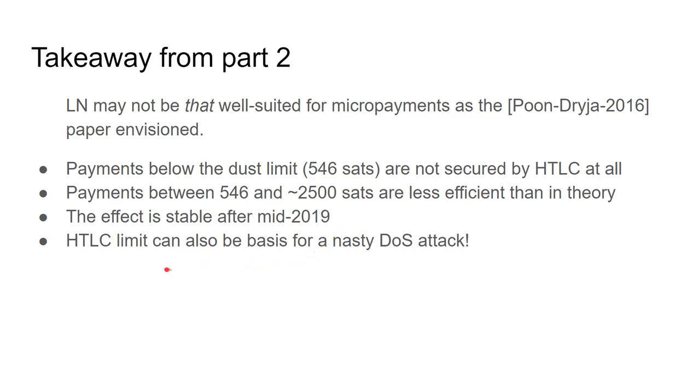By the way, the HTLC limit is also a basis for a nasty denial of service attack, which we discuss briefly in our paper, and we do some back of the envelope calculations on how much value the attacker should commit to this attack. It turns out that there have been described attacks in the literature where an attacker can block the capacity along a route when the attacker initiates a payment and a series of HTLCs being offered, but then does not redeem it from the receiver's end, which means that the capacity in all the channels is locked for the duration of the timeout, which can be pretty long.